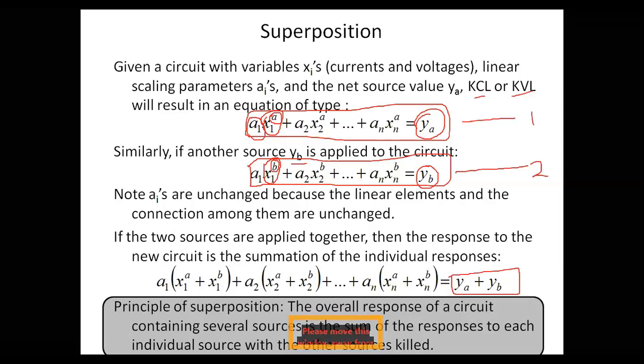We can then say from here that the principle of superposition states that the overall response of a circuit containing several sources is the sum of the responses to each individual source with the other sources killed. So you have two sources, you kill one source, get a response, and then you document your response in the form of an equation. Then you restore the source you killed, and kill the second source, and get a response based on the second source that is now alive. You document that as another equation. Addition of those two responses together gives us the total response of the circuit when the two sources are in the circuit.